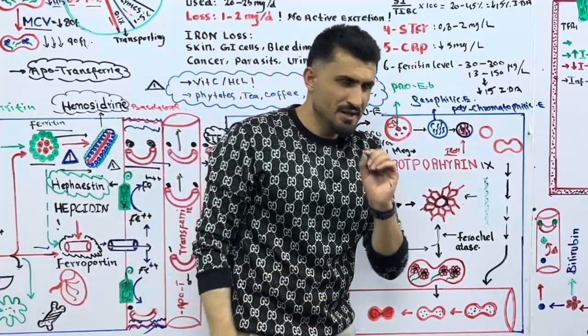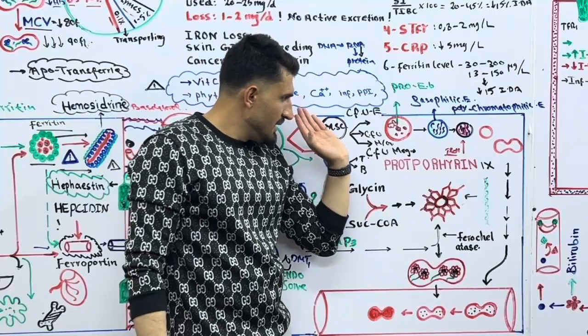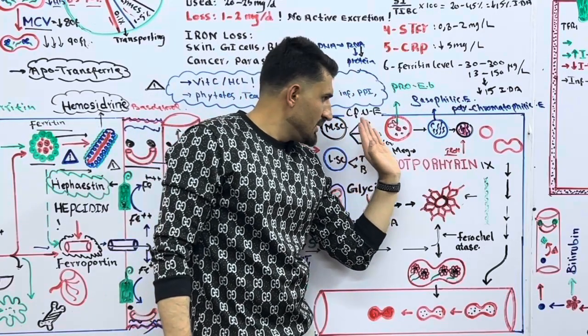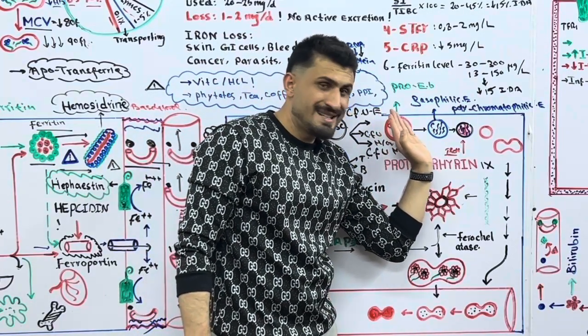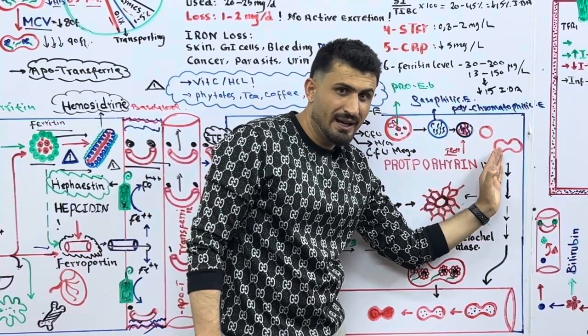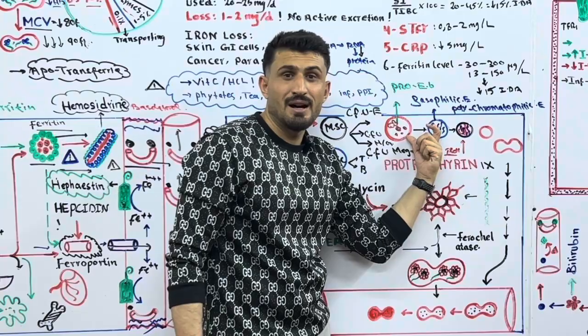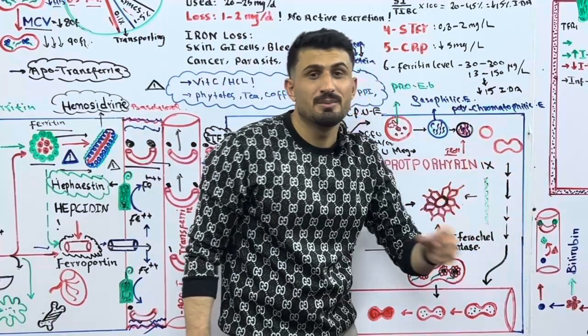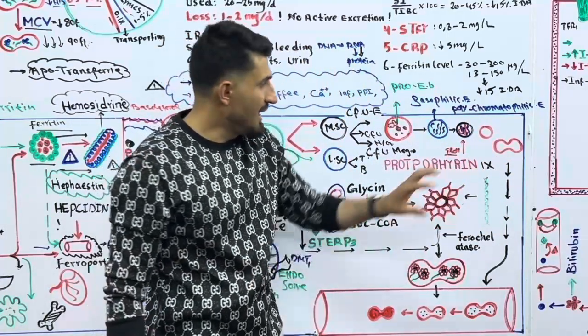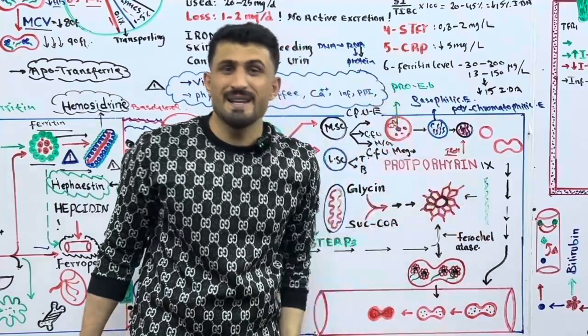Now, here is a point. As much as a proerythroblast is dividing, and furthermore it's dividing, the size of the RBC is going to decrease, okay. The size of the RBC is decreasing, okay.